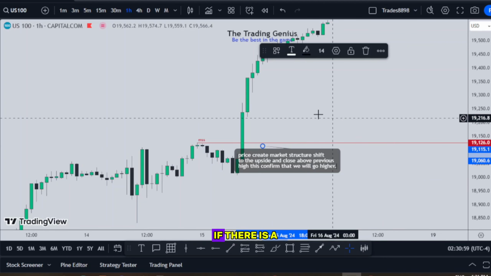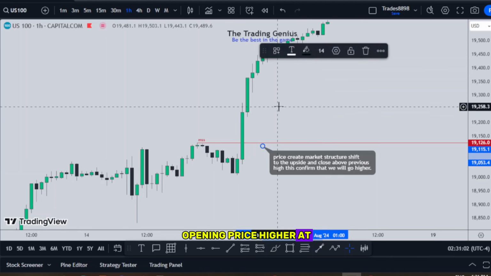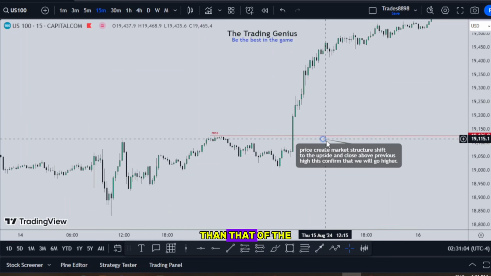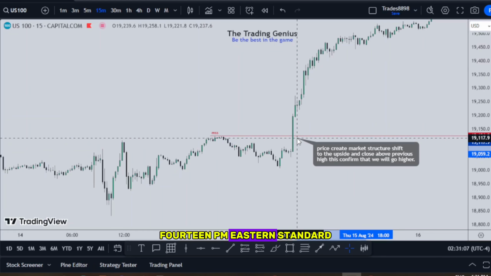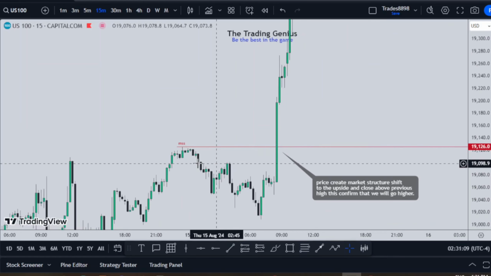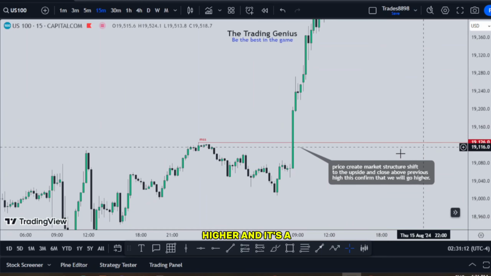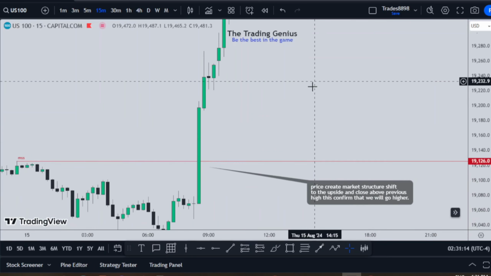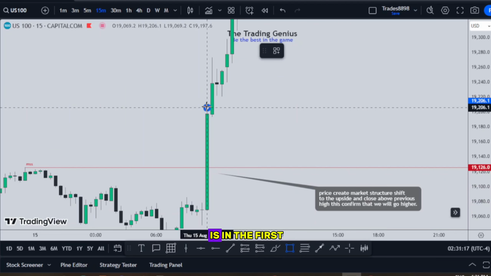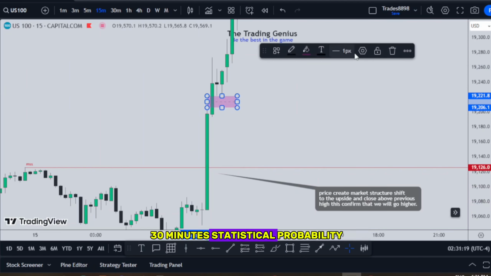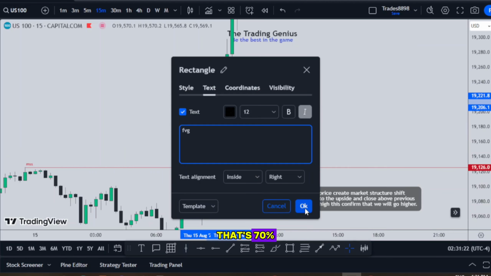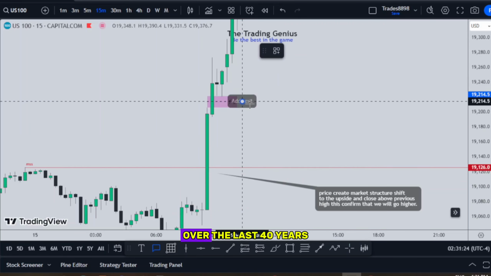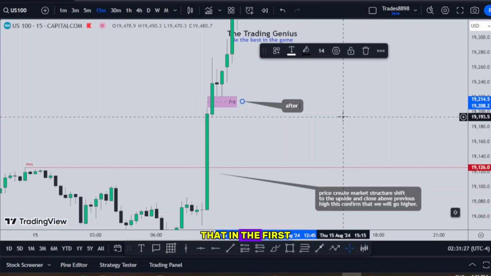And you understand that if there is an opening price higher at 9:30 a.m. New York local time than that of the closing price at 4:14 p.m. Eastern Standard Time the previous day, if it gaps open higher and it's a significant gap, you know that there is, in the first 30 minutes, a statistical probability that's 70% over the last 40 years, that your short-term bias should be bearish in that instance, trading down to half of whatever that gap is.